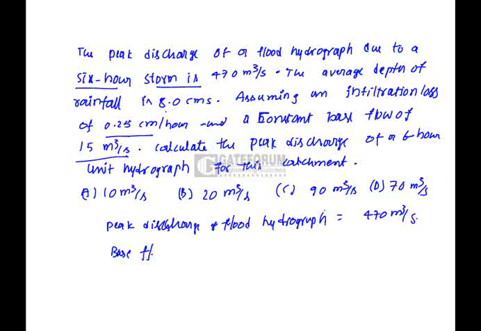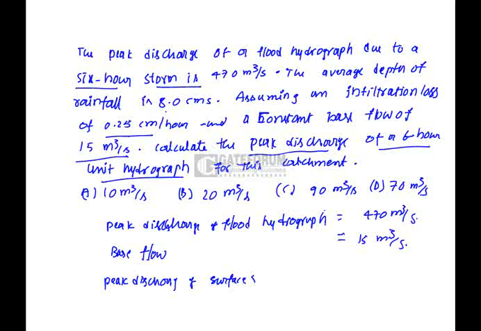base flow 15 cubic meters per second is given. Calculate the peak discharge of the 6-hour unit hydrograph of the same catchment. So the peak discharge of the surface runoff hydrograph is 470 minus 15, that is equal to 455 meter cube per second.